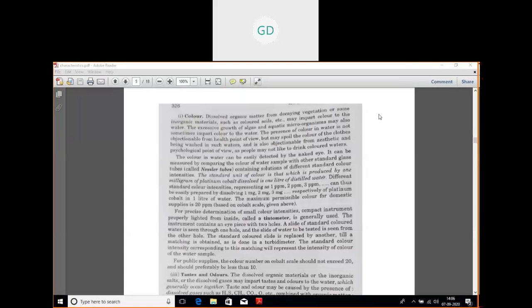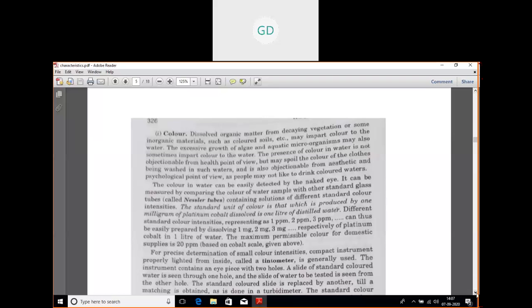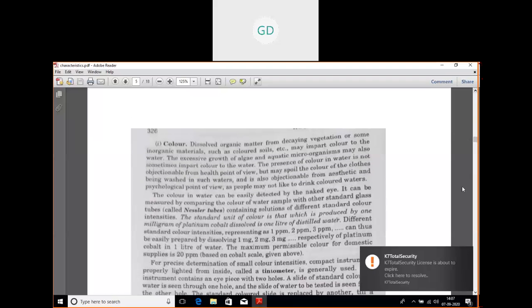Can you see my screen? Is my screen visible, students? Yes. Okay. So last class, I think we did color. Okay, let me remember. I did turbidity. So color, I will just repeat once, in case I have not done it. I didn't remember.